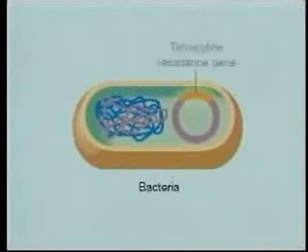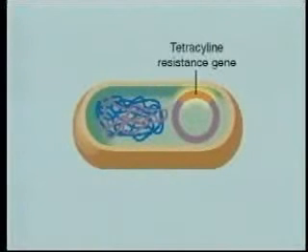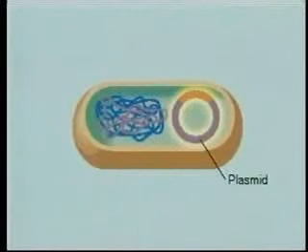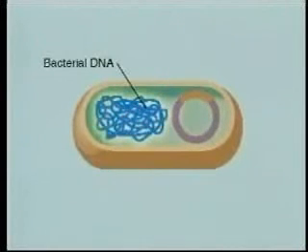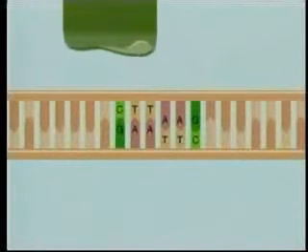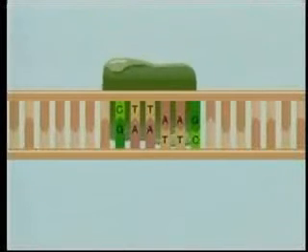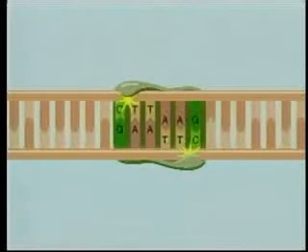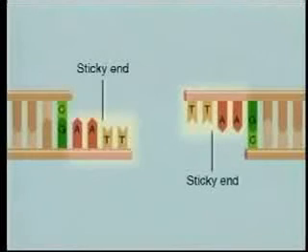Bacteria carrying the gene for tetracycline resistance are used to hold the insulin gene. Plasmids are circles of DNA separate from the main strand of bacterial DNA. The plasmid DNA is removed from the bacterium and treated with the same enzyme used to cut out the human insulin gene. The enzyme cuts the plasmid DNA at the GAATTC sequence. The two ends are sticky, just like the ends on the human insulin gene.